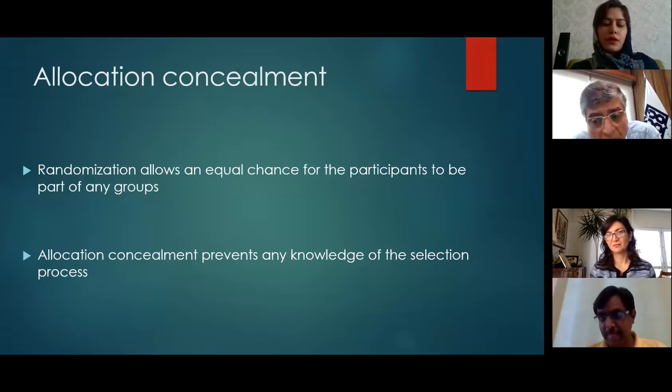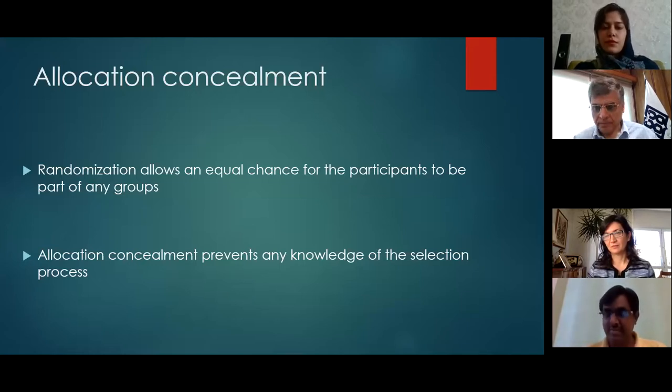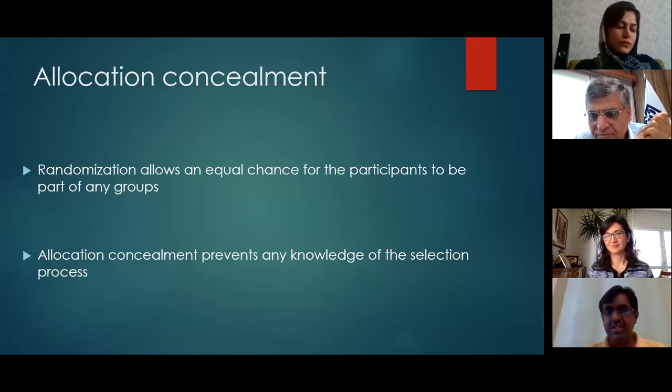Can we call it blindness as well? Is it similar to blindness? A little bit similar to blindness, but blindness is an overall word. For example, for the outcome assessor also, the word blinding will fit. Allocation concealment is the blindness for the patient selection, and for how the groups will be allocated. That is why it's called allocation. The patient does not know which group and which tablet is going to them.